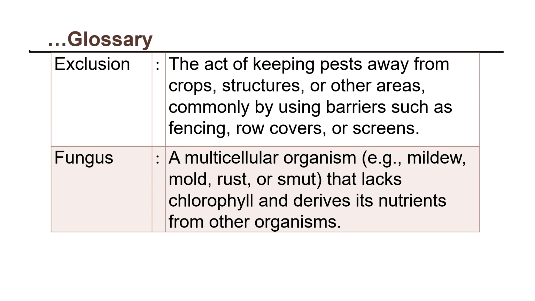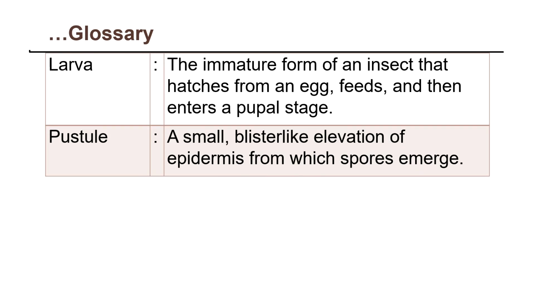Fungus, a multicellular organism, for example mildews, molds, rust, smut, etc., that lacks chlorophyll and derives its nutrients from other organisms. Larva, the immature form of an insect that hatches from an egg, feeds and then enters a pupal stage. Pustule, a small blister-like elevation of the epidermis from which spores emerge.